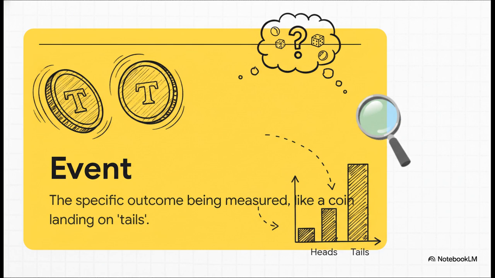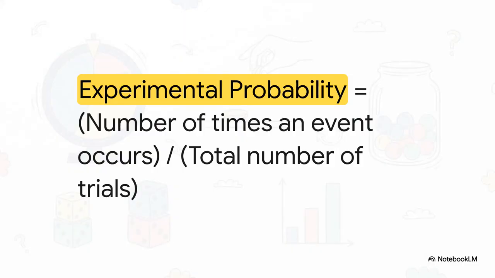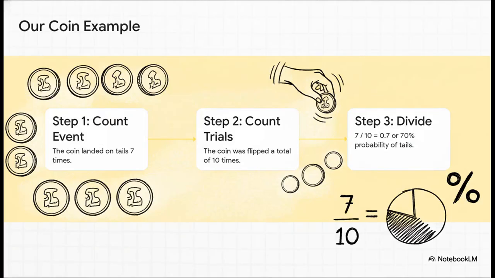And next, we have the event. The event is just the specific thing you're looking for, the particular outcome you're counting. So in our little experiment, the event we cared about was the coin landing on tails. Okay, so with those two words down, here it is, the formula. To find the experimental probability, you just take the number of times your specific event happened and you divide it by the total number of trials you ran. That's it.